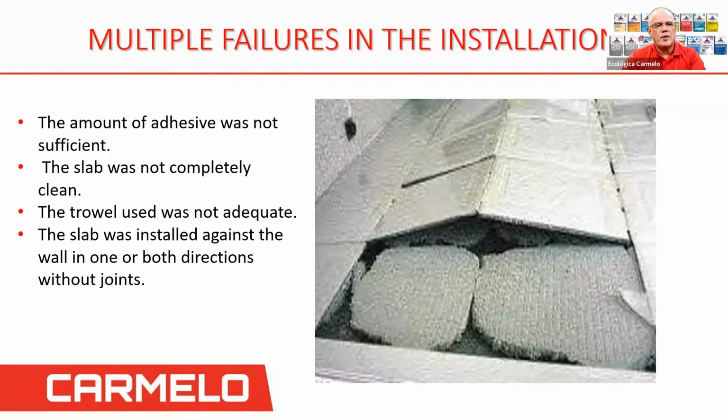So the amount of adhesive was not sufficient here. Also, they did not leave at least a ½ inch on the side between the floor and the wall. That's why when there's temperature coming right on the slab, cold, and also when there's heat, you're going to have these tensions or compression on these tiles, and this can happen. So again, maybe the slab was not completely clean, and that's why it came off.